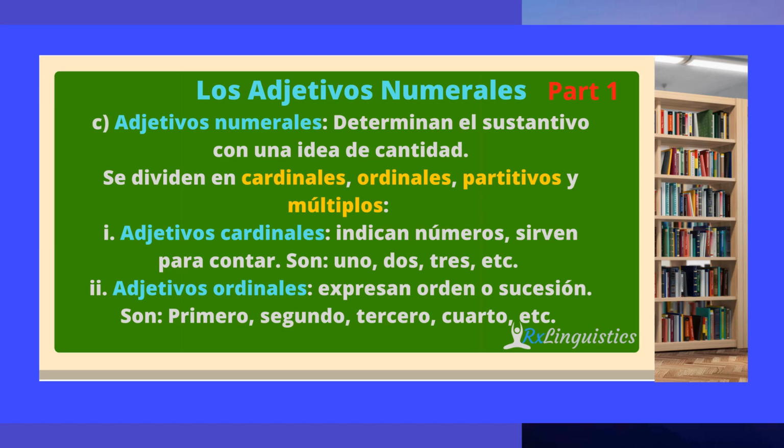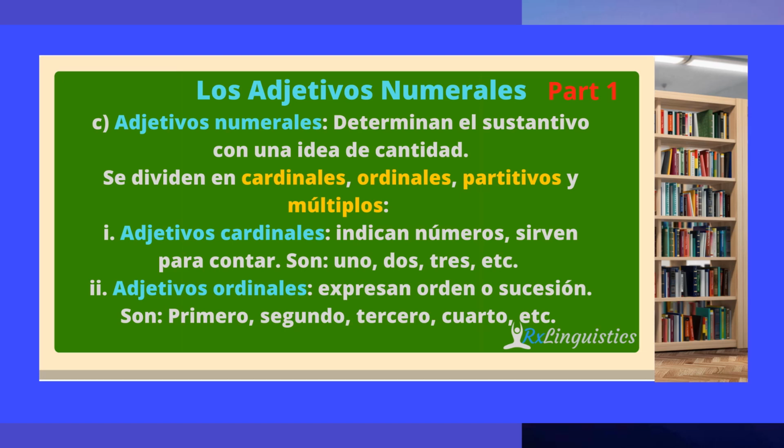Los adjetivos numerales. There are four types of numeral adjectives. We have the cardinal, the ordinal, the partitive, and the multiple. So in Spanish, there are los adjetivos numerales cardinales, los adjetivos numerales ordinales, los adjetivos numerales partitivos, y los adjetivos numerales múltiplos. So as to the cardinal, that's the one we use most of the time.